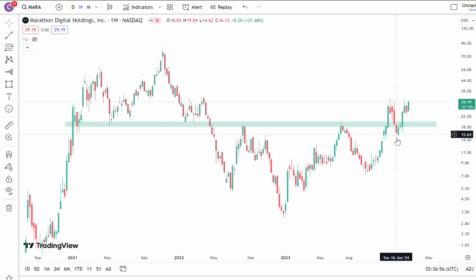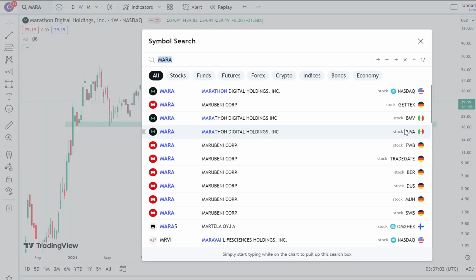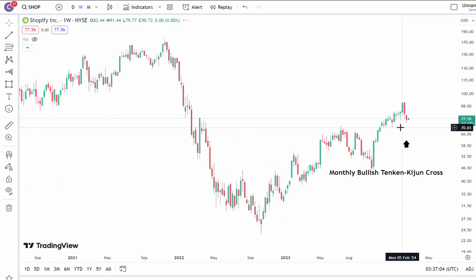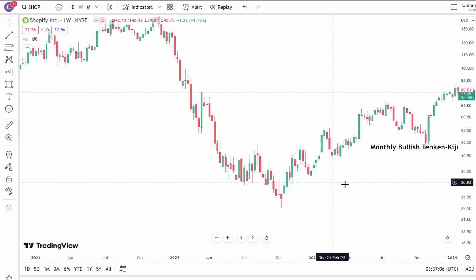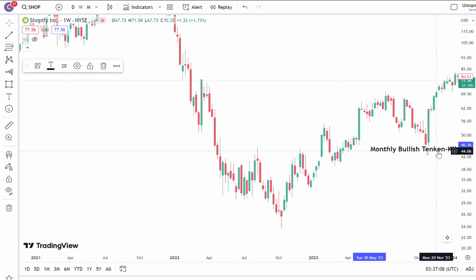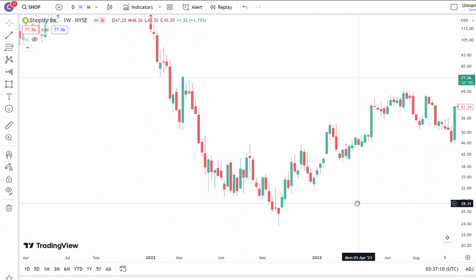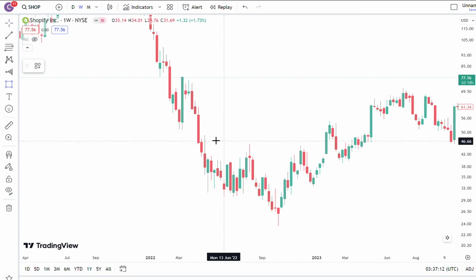And when I was posting about this, people thought I was crazy. Hey, it broke down, man. Your inverse head and shoulder is not working anymore. Well, guess what? I think it's still working because I saw the same thing with Shopify. I saw the exact same thing back in 2022 and early 2023, right?